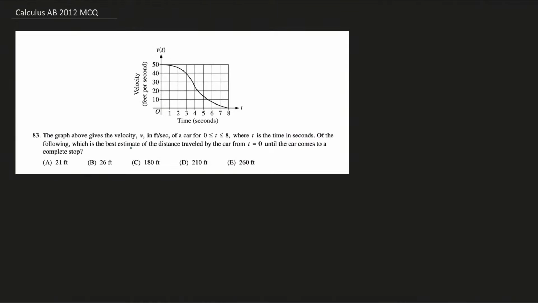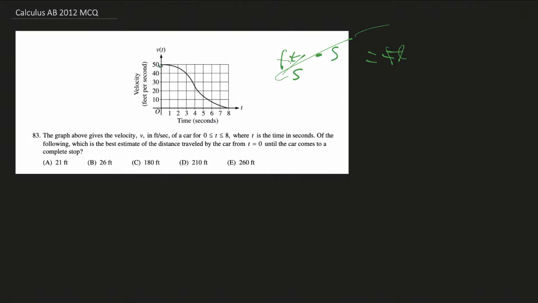Alright, 83 says the graph above gives the velocity v in feet per second of a car for time t greater than or equal to 0 and less than or equal to 8, where t is the time in seconds. Which of the following best estimates the distance traveled by the car from time t equals 0 until the car comes to a complete stop? For this one, you just have to take the area under the curve because it's feet per second. When you multiply feet per second by seconds, it gives you total distance traveled, which is the dimension you need.